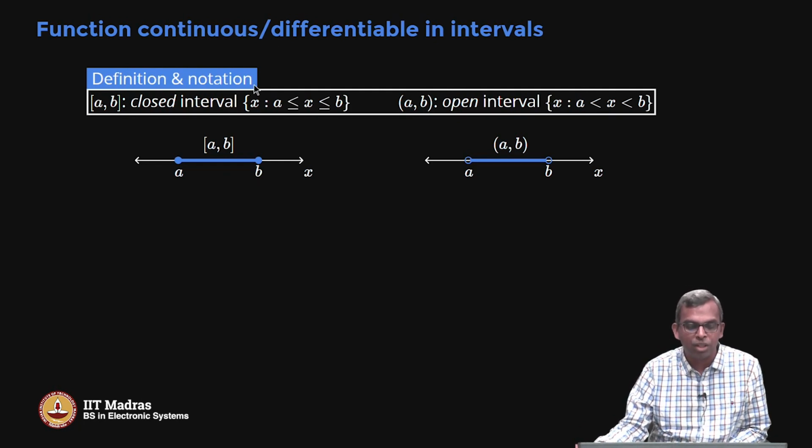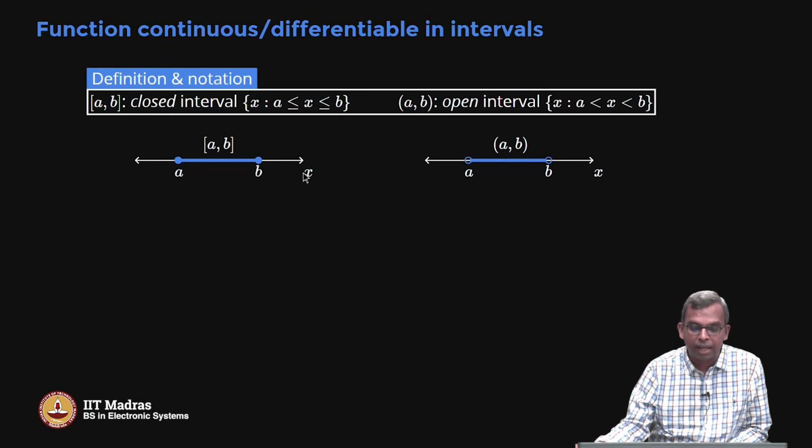So here is the definition and notation. There is the square bracket a comma b. This will denote a closed interval. Closed meaning this is the set of all x such that a is less than or equal to x, less than or equal to b. If you were to look at the real line, x is the variable here, and it will start at a, end at b, and a and b are both included. That's what this solid circle shows. It's just a notation that denotes the closed interval.